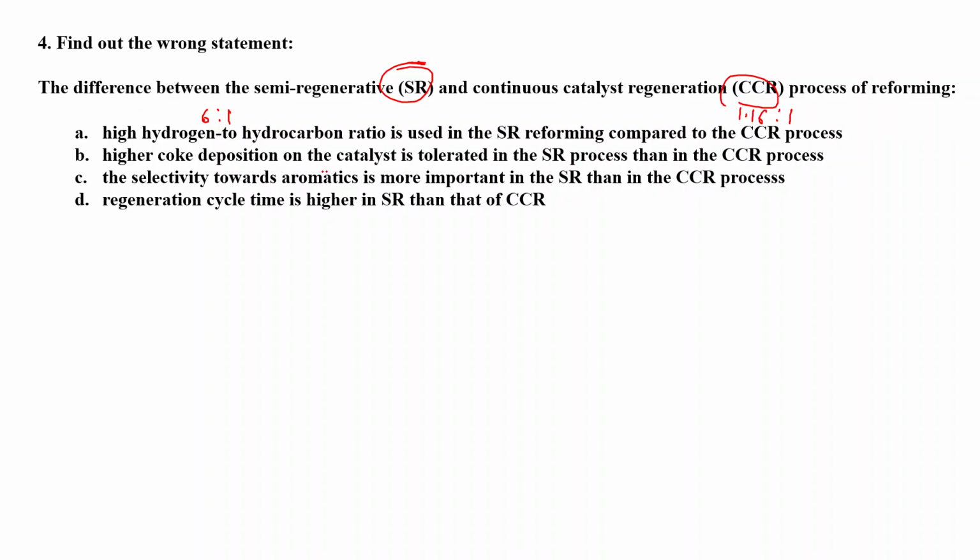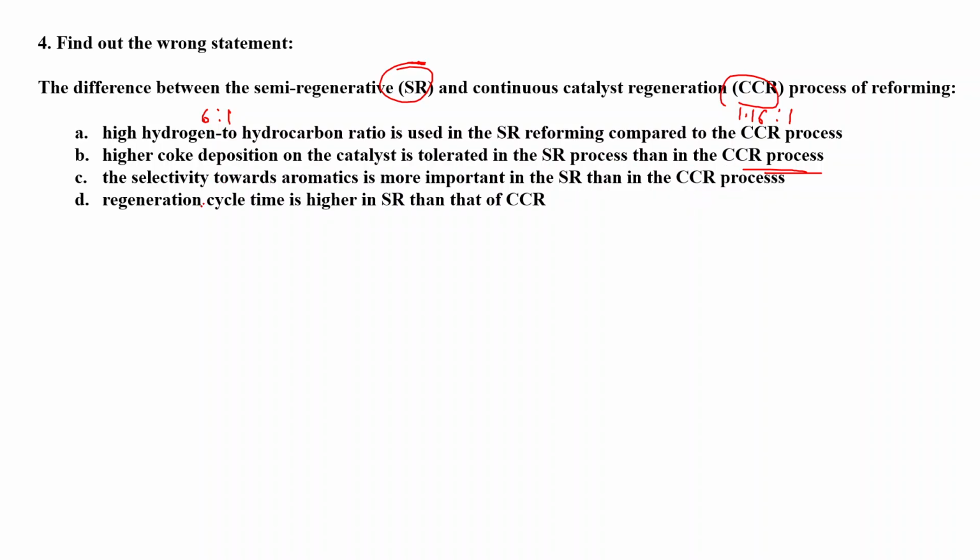This is also correct. Higher coke deposition takes place in the SR. So robust catalysts are used in the case of the SR process, whereas in the CCR process, continuous regeneration of the catalyst takes place, so coke deposition is not a problem. Selectivity towards aromatics is more important in SR than in the CCR process.